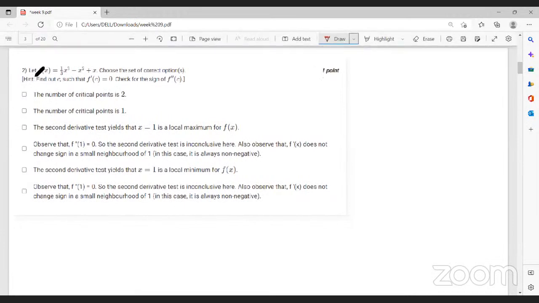We are given the function f of x and some options. At first we have to find the number of critical points. So we first differentiate it and then calculate the roots. If I differentiate f of x, what will f dash of x be? 3x square, then minus 2x, and plus 1. So that is x square minus 2x plus 1, that is x minus 1 whole square. So the roots are x equals 1, 1.